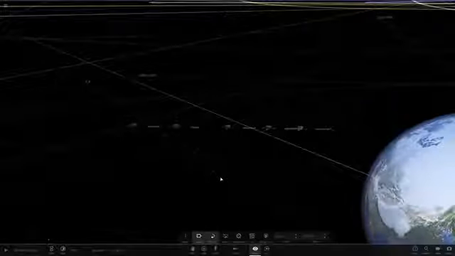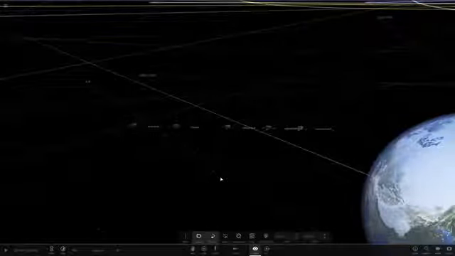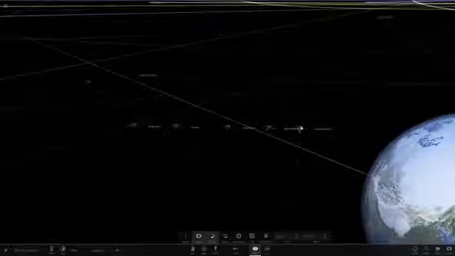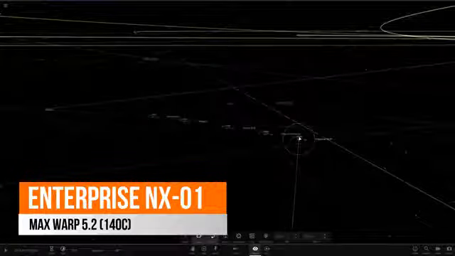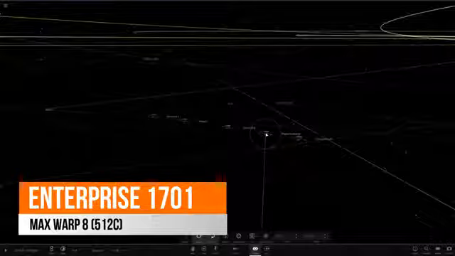So the speeds that ECHenry went for were their maximum speeds on the show. Topping out at warp 5.2, we have the NX-01, which equates to 140 times the speed of light. Then the Enterprise at warp 8 comes up to 512 times the speed of light. So it is an exponential growth. It's not just 8 times the speed of light.